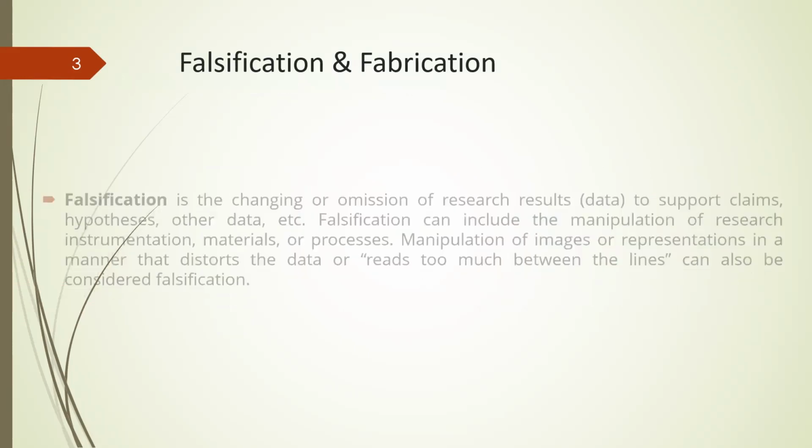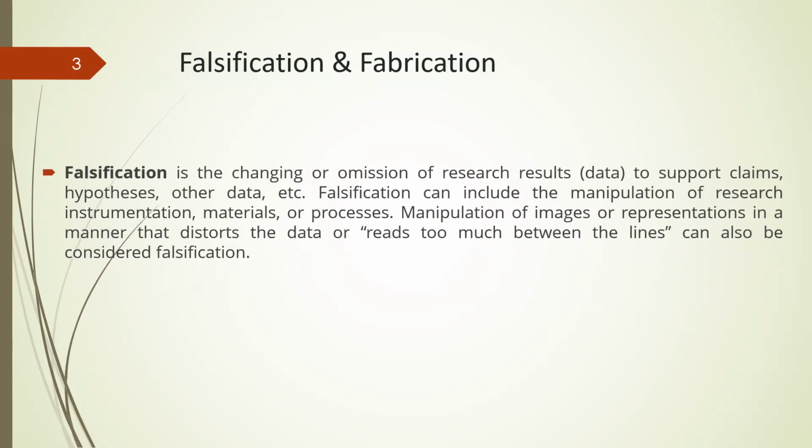Now, again I am explaining falsification and fabrication in one word. What is falsification? It is changing or omission of research results to support the claims, hypothesis, or other data. So we are just changing the content. Falsification can include the manipulation of research instrumentation, material, or process. Manipulation of images or representation in a manner that distorts the data, or reading too much between the lines, can also be considered falsification.